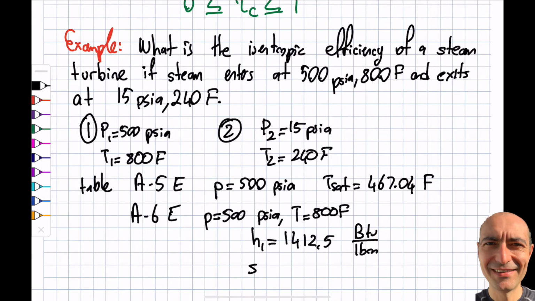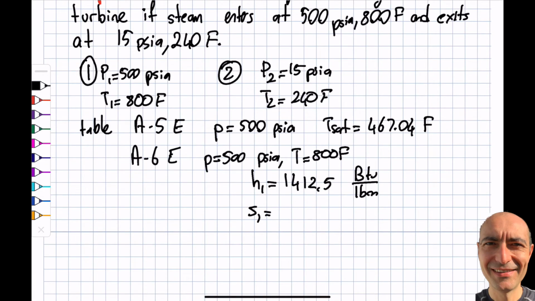And while I'm there, you may not appreciate why I'm writing this, because you're gonna deal with entropy and all, so I wanna get S1 too. I'm pretty sure I will need this, 1.6576 BTU per pound mass times Rankine. Careful about the units, okay? So that is, basically, state one.